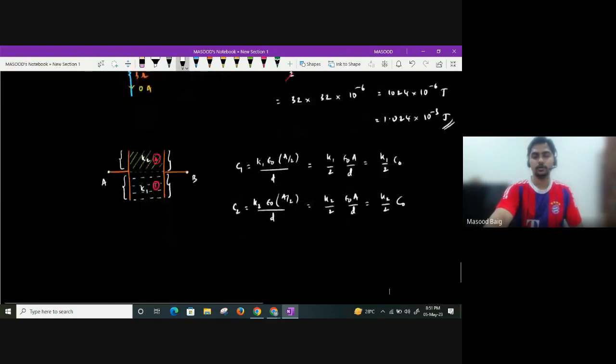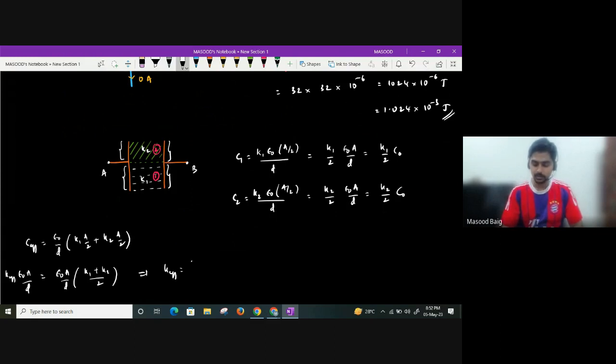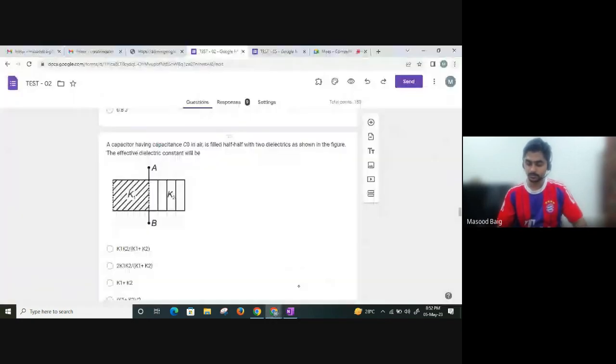So what will be the effective capacitance here? Directly I can write, because D is going to remain the same, epsilon naught by D into K1 into A by 2 plus K2 into A by 2. Yes or no? So I can write it as epsilon naught A divided by D into K1 plus K2 divided by 2. If I consider it as K effective epsilon naught A by D, then I'll get the K effective value as K1 plus K2 divided by 2. So directly you can do it in this case also.